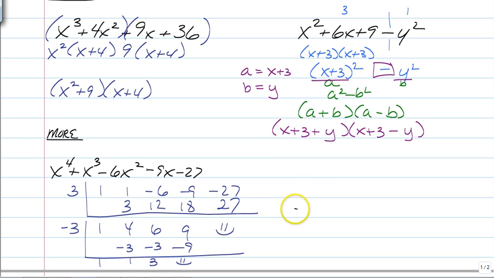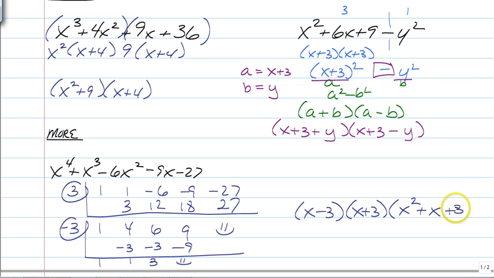So your final factored form would be an x minus 3 for the first 3. And you have an x plus 3 for the negative 3 that you used. And then you have x squared plus x plus 3, which cannot be factored anymore. So you are done. That's it.